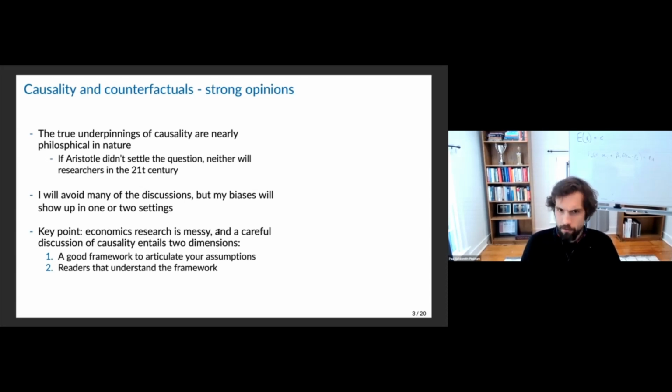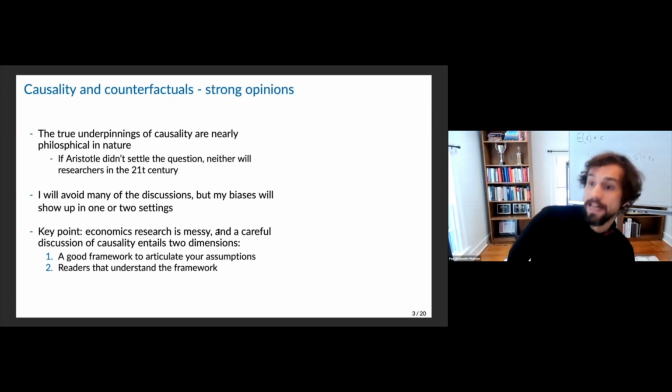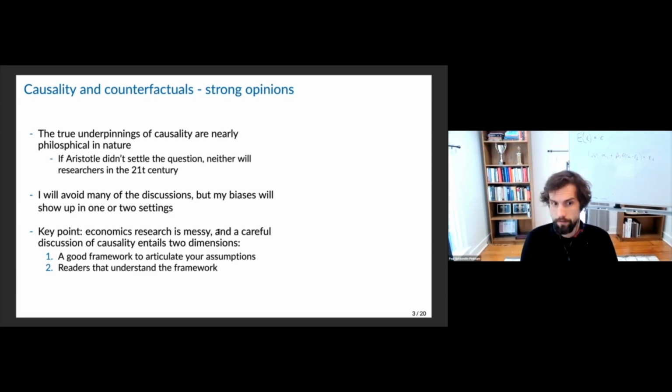There are some really deep and interesting questions. There are one or two settings where I'm going to really push certain ideas, and we'll talk about this on Thursday, that I think are important and valuable for economists to have in mind. But for the most part, these are tools, and you can have your own very strong opinion about how they should work. The key point to keep in mind is that economics research is messy. Being clear about causality really helps you articulate your assumptions. By forcing ourselves to say, look, we're thinking about the effect of X on Y and we're doing it in this way, a lot of times this makes us realize things that need to be true that we wouldn't have thought of otherwise.